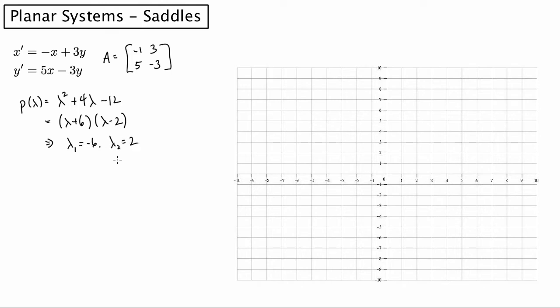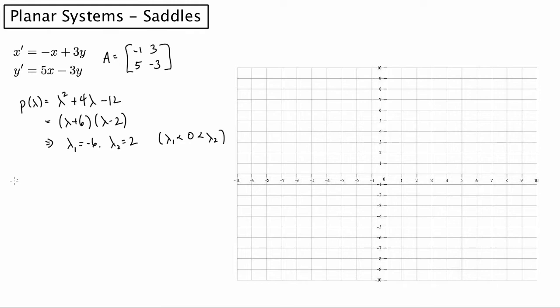And what I want you to notice here is that these eigenvalues have the property that they are different in sign. So one of them is positive and one of them is negative. That's how this is different from the nodes that we looked at in the previous video, where both of the eigenvalues have to be either both positive or both negative.